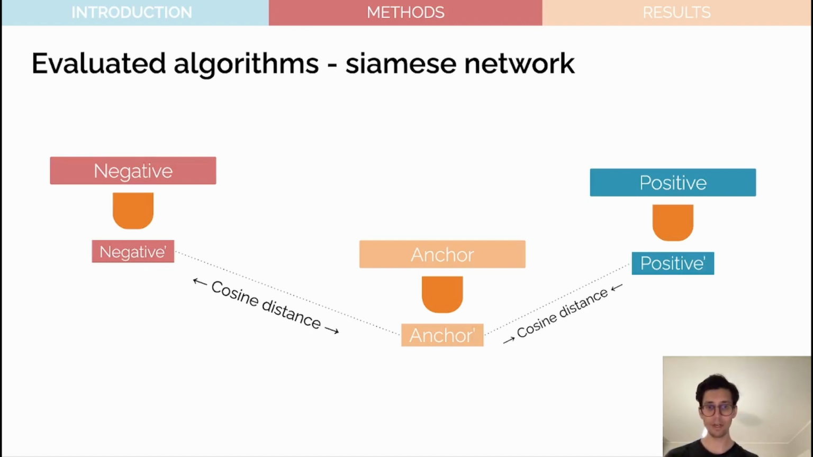Siamese network is a deep learning algorithm which aims to create semantically meaningful embeddings, so that the embeddings of two similar sentences have lower cosine distance than embeddings of two dissimilar sentences. In addition to the triplet loss that is commonly used for training this algorithm, we are also using variance loss introduced by Adrien Bardes et al. at this year's ICML. Siamese network is the only supervised algorithm out of the ones that we'll be assessing.